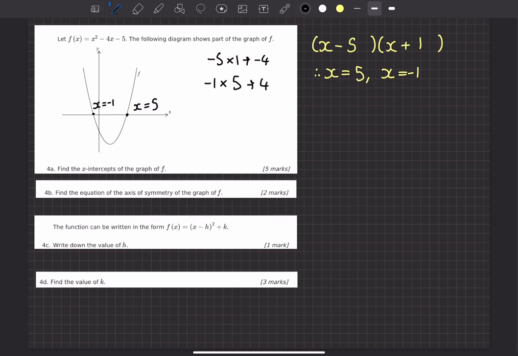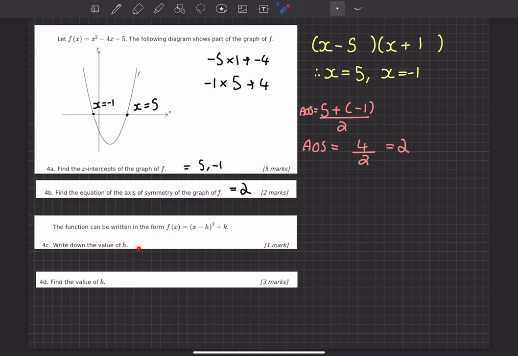And the next question asks for the axis of symmetry. And as we said, the axis of symmetry is the exact middle of these 2 points, right? So how do we find the exact middle? We just add them up and divide by 2. So for the axis of symmetry, it will be 5 plus minus 1 over 2. 5 plus minus 1 is 4, over 2 would just be 2. So the axis of symmetry, that's here, equals 2.